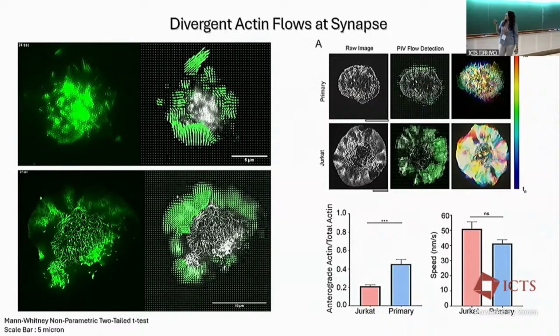If you look at this particular image, this is temporal color coding. If it's a whitish tinge, it means all the colors are coming together, and it means it's a more static structure, which is seen in the case of Jurkats. While in the case of primary cells, the structure is much more dynamic, showing that these actin waves not only contribute to the structure, but also the dynamicity at the synapse plane.